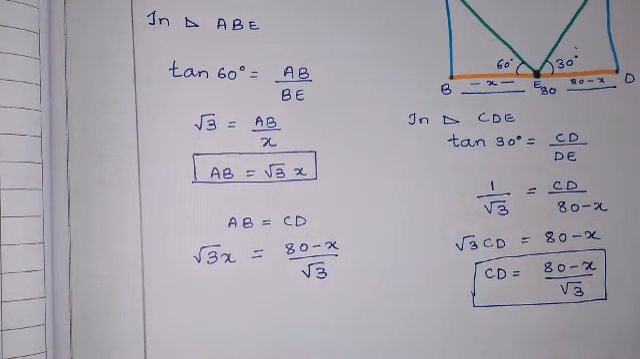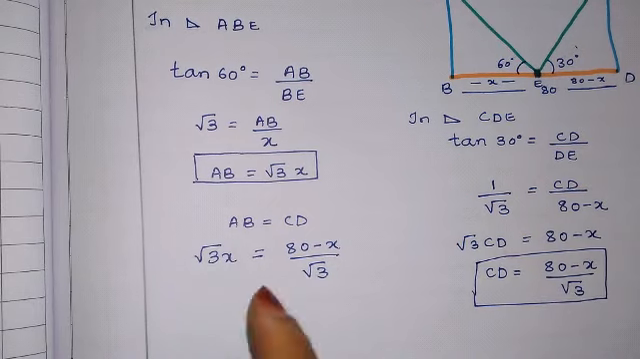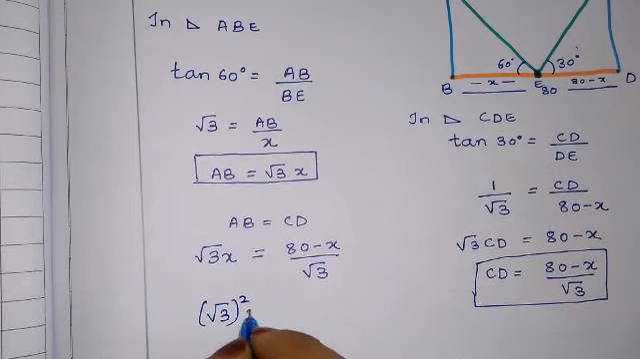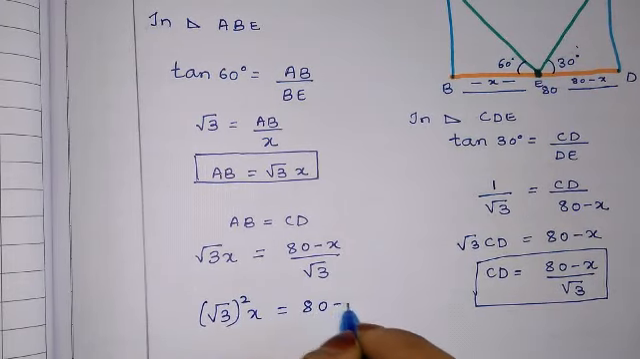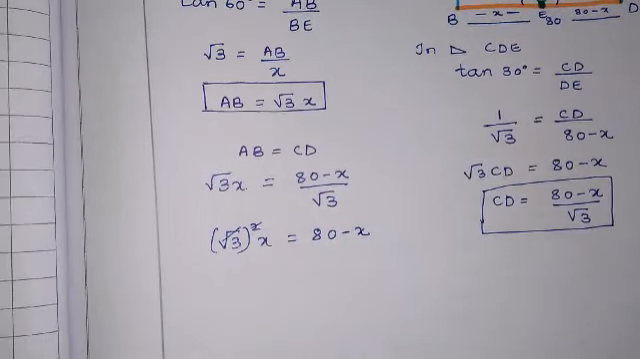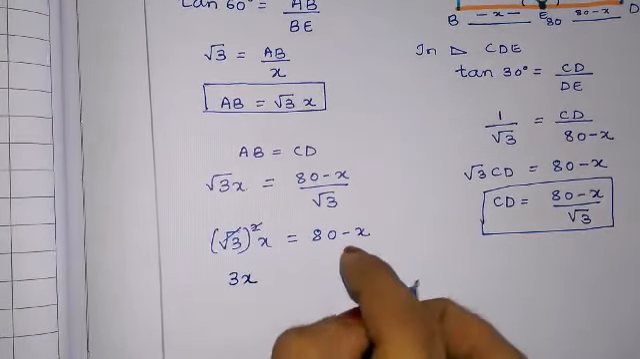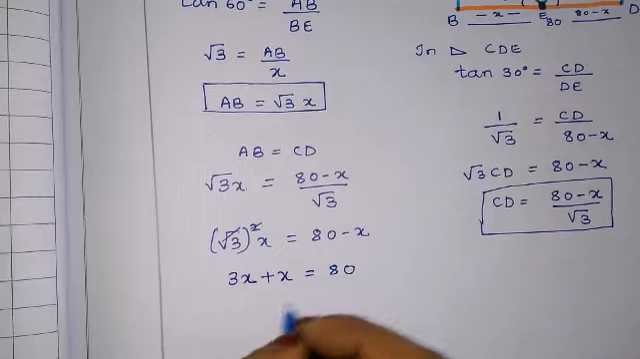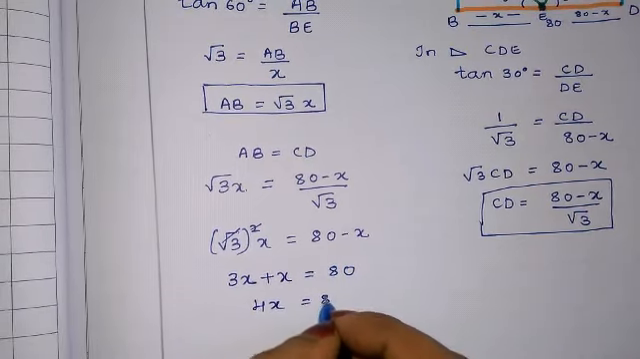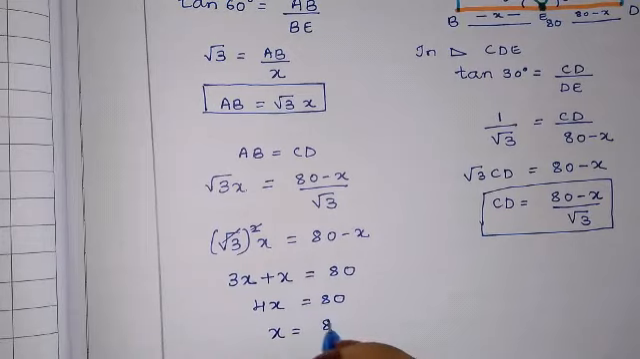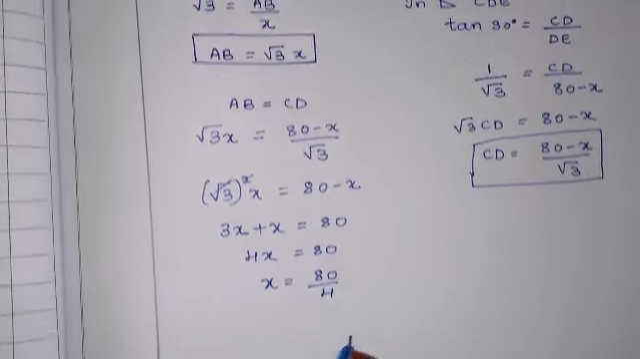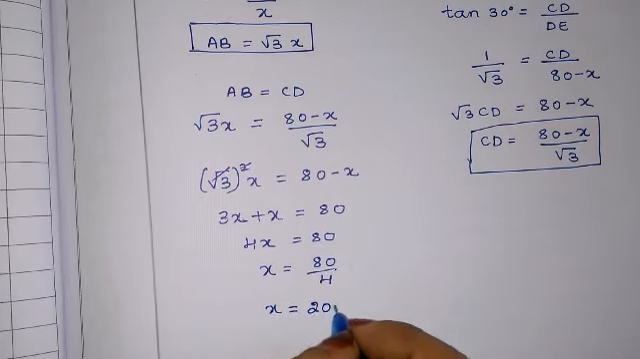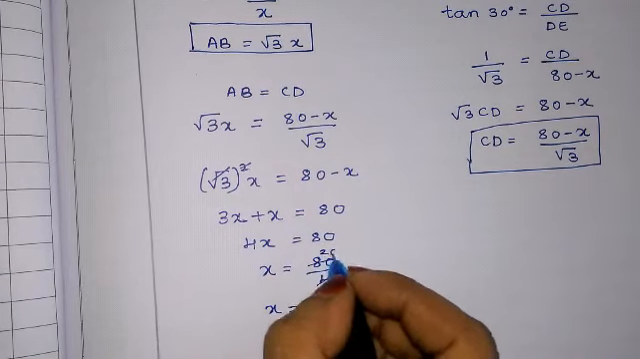Okay, so now let us solve this. Root 3 into root 3 is root 3 square, so root 3 square x is equal to 80 minus x. Square and root get cancelled: 3x. If I bring this x this side, it becomes plus x is equal to 80. That is 4x is equal to 80. x is equal to 80 by 4, and x is equal to 20.